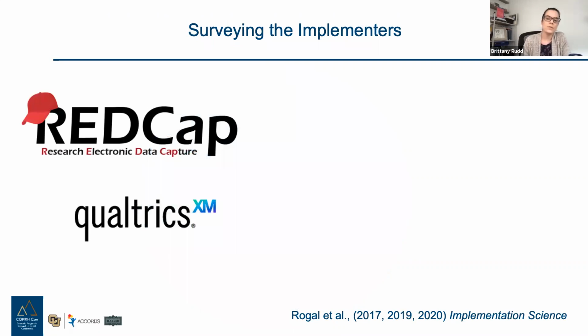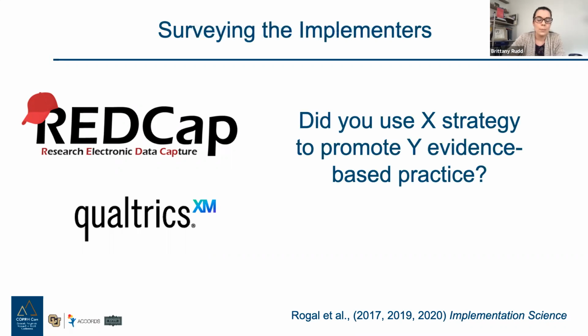In a series of studies published in Implementation Science, Sherry Rogel and her colleagues surveyed VA system stakeholders about their use of implementation strategies to support evidence-based practices related to opioid use and hepatitis C. Eloquent in its simplicity, Dr. Rogel sent around a survey to stakeholders that simply asked, did you use X strategy to promote Y evidence-based practice? And then they inserted the evidence-based practice that they were studying.